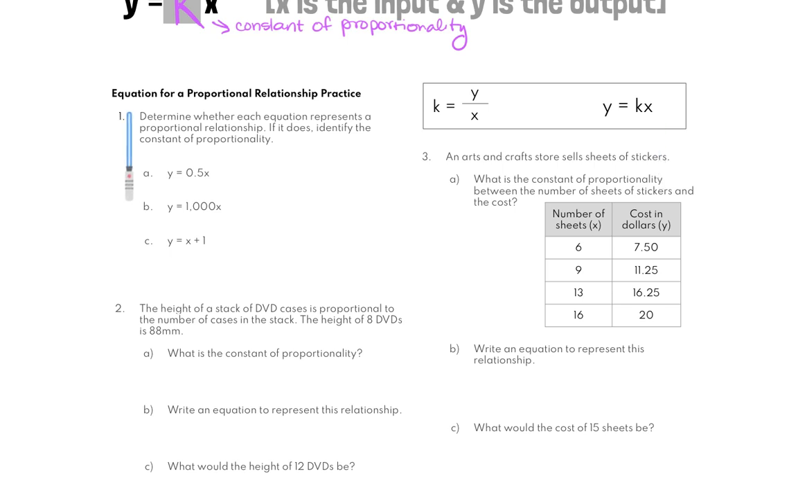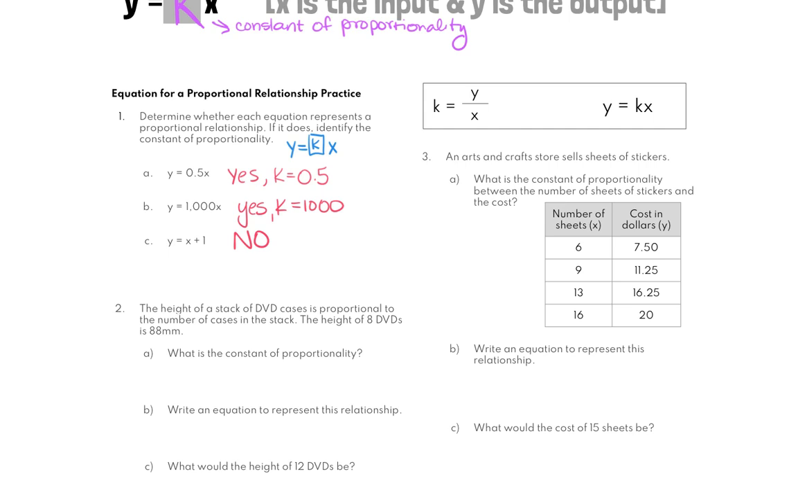For number 1, determine whether each equation represents a proportional relationship. If it does, identify the constant of proportionality. What you're looking for is for these equations to be in the form y equals any number times x. If it doesn't look like this, it is not going to be proportional. Try A, B, and C.